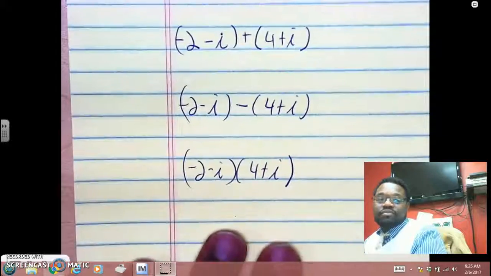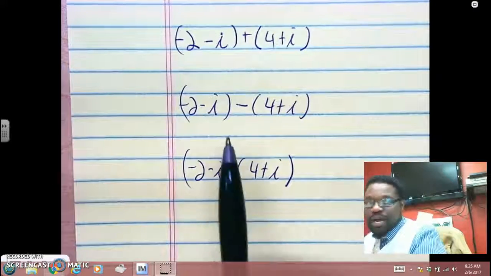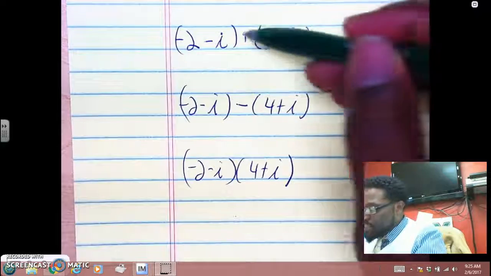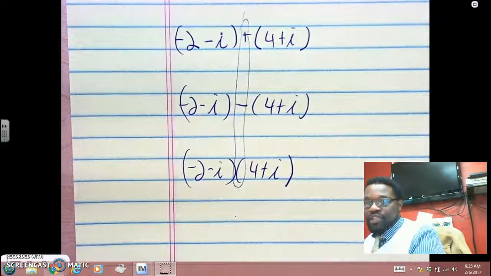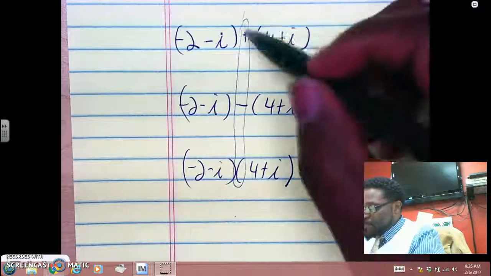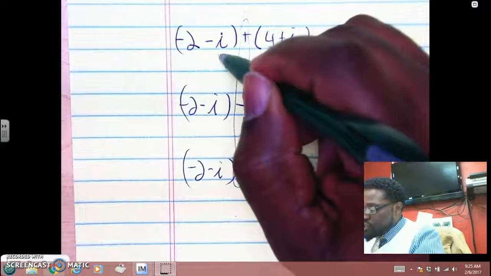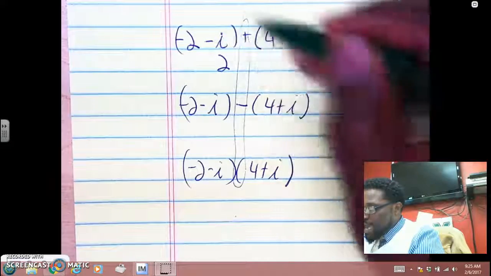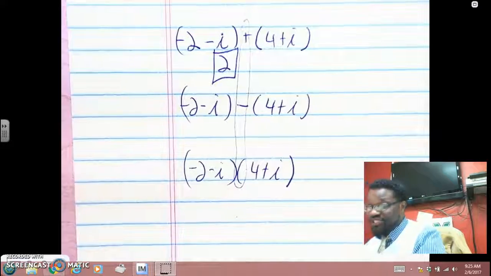Now let's look at these problems here. Notice the difference. Guys, you must look at these problems and be able to read. Same parentheses, but this is different in each one of them. You've got to pause and look. Alright? So in this one, I'm just simply adding things. And so -2 and 4 is 2. -1i and i cancel each other out. So my answer here is actually just 2.